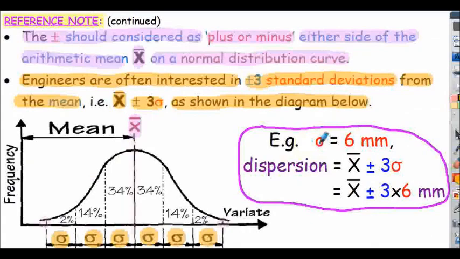As a numerical illustration, if the standard deviation sigma was 6 millimeters, then the dispersion, the spread of the data related to a normal distribution curve, would be x bar plus or minus 3 sigma. So in this case that would be x bar plus or minus 18 millimeters. Although within this presentation I often state the standard deviation as a positive and negative value, because we are taking a square root for the final answer, in theory the standard deviation is purely a positive value.